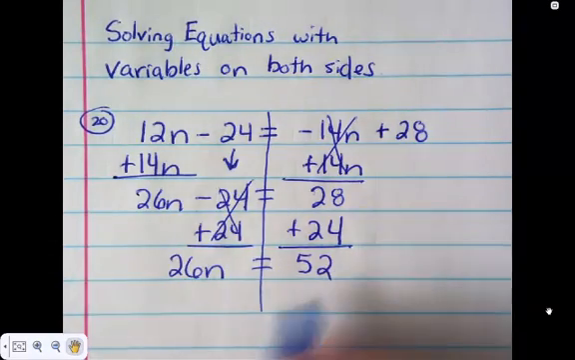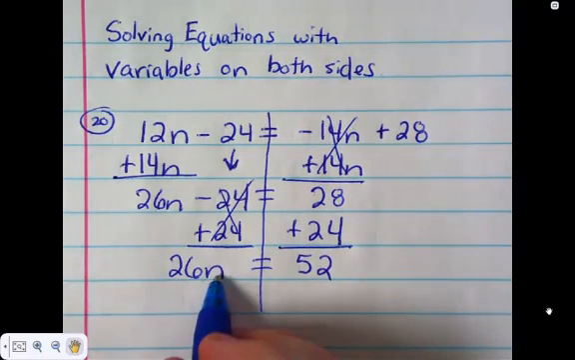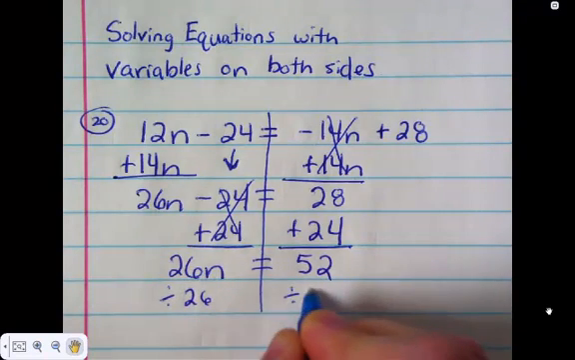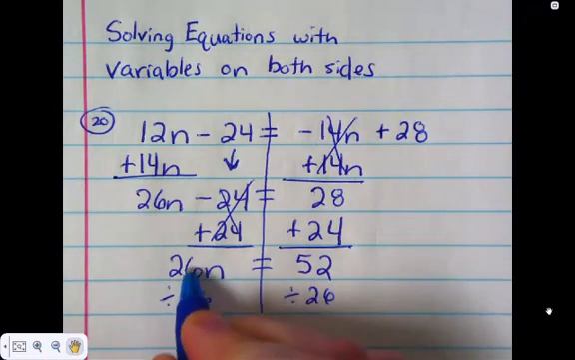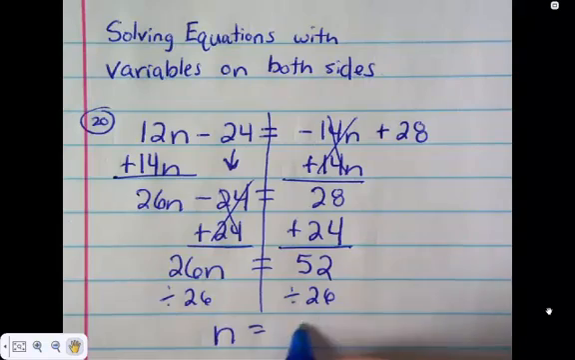Now it's just a regular one-step equation that we've been working on all year. So if we have 26 times n, we're going to do the opposite and divide by 26 here, divide by 26 here. 26 divided by 26 is 1, which means 1n, or n. And on this side, 52 divided by 26 is 2.